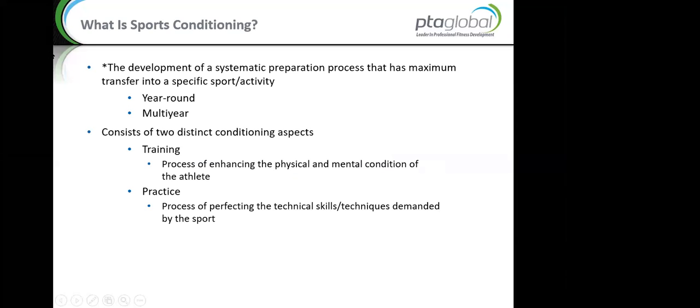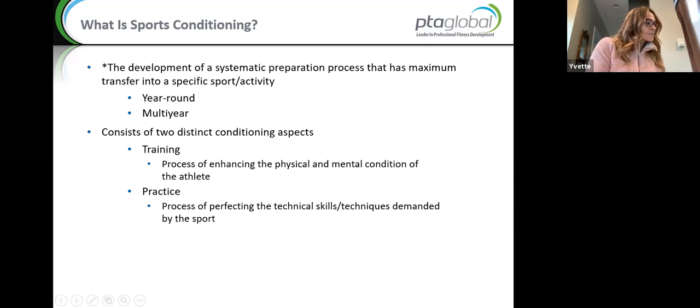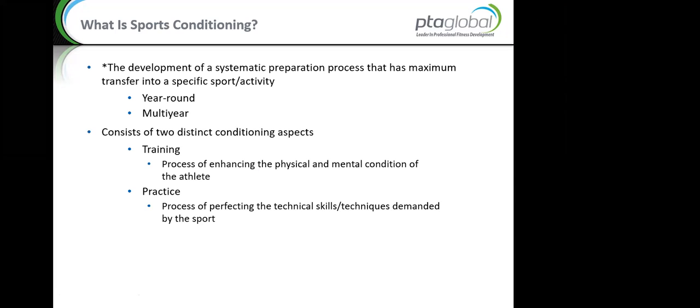Sports conditioning, there's a whole lot more that goes into this, and I would suggest that if you're interested in training athletes, you probably want to do some extra education, because there's a lot to it. If you wanted to do the NSCA Certified Strength and Conditioning Coach, that's kind of the standard for that level of trainer. Because when we're preparing athletes, we have to look at a much more systematic preparation process that has maximum transfer into a specific sport or activity, both year round and even across multi-year stages of training.